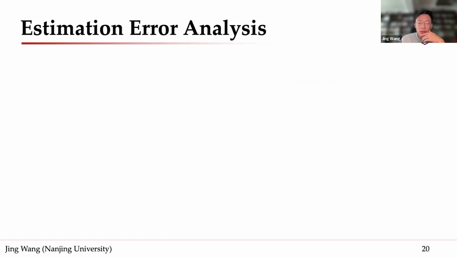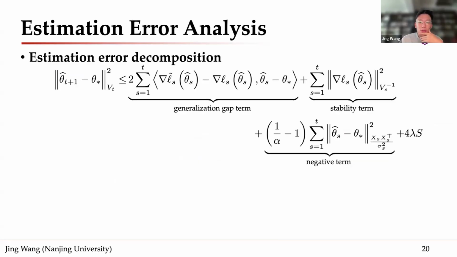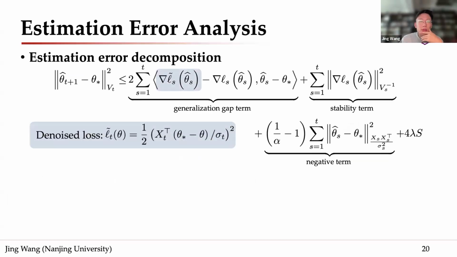So let me briefly explain our estimation error analysis. We can decompose the estimation error into three terms: the generalization gap, the stability term, and the lagging term. The generalization gap captures the effect of the noise. Here we compare the gradient of the noiseless loss with the noisy loss. The stability term comes from the online update, which means the cost of the OMD. Before, we wanted to use OMD to mimic the full batch updates or MLE. So the negative term is actually a byproduct of the OMD framework, and it actually helps us in the analysis.